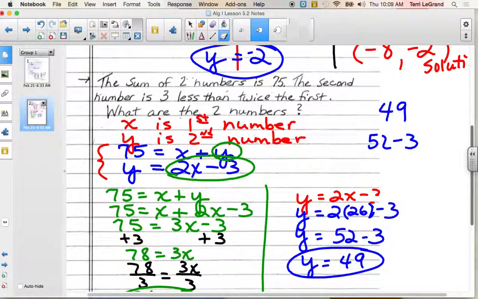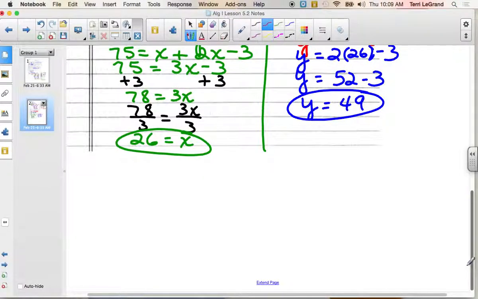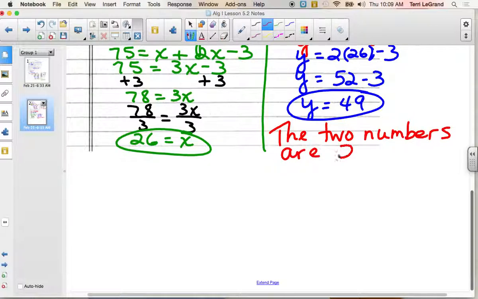So now we're ready for our sentence. You guys seem to think you're done, but I bet you're not. It's an application problem where you write a sentence. The two numbers are 26 and 49.